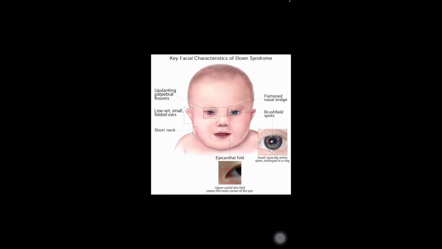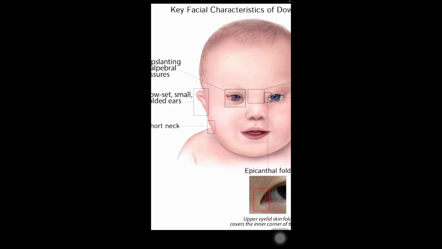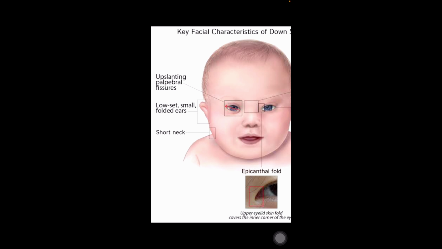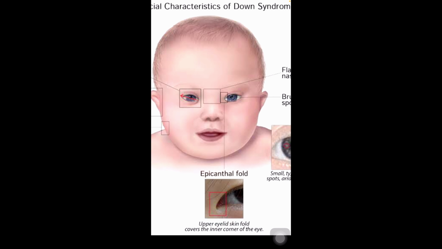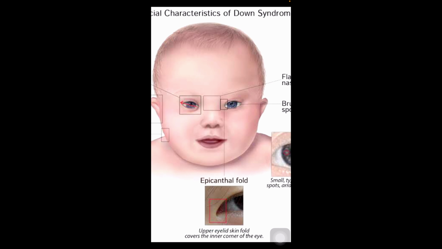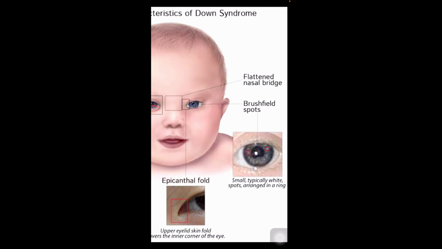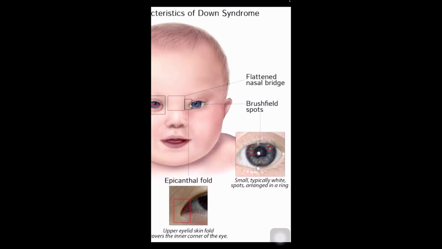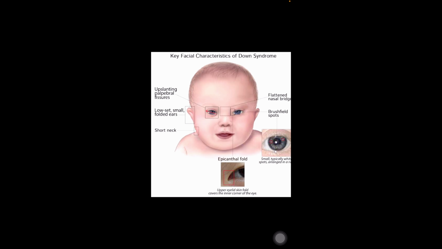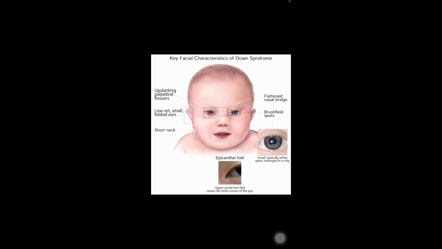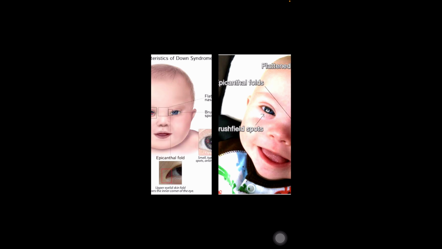Okay, so we have the upslanting palpebral fissures, the low-set folded ears, short neck, epicanthal folds, which are the upper eyelid skin folds that cover the inner corner of the eye. We also have the flattened nasal bridge and the Brushfield spots, which are small, typically white spots arranged in a ring. So these are key facial characteristics of Down syndrome. Kindly take notice of these.